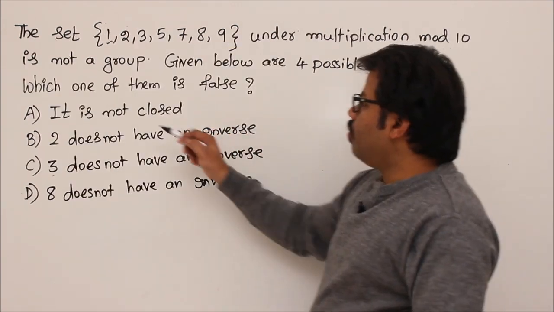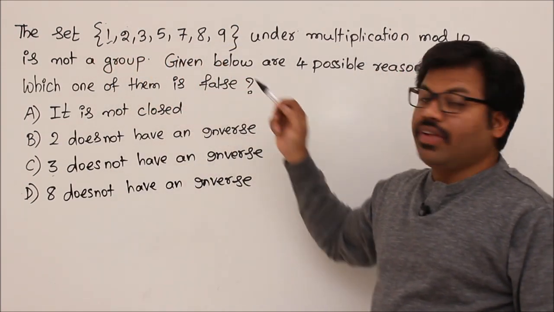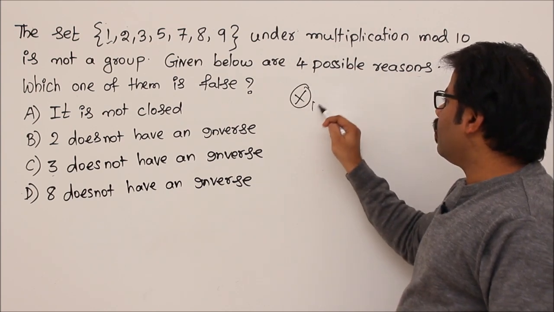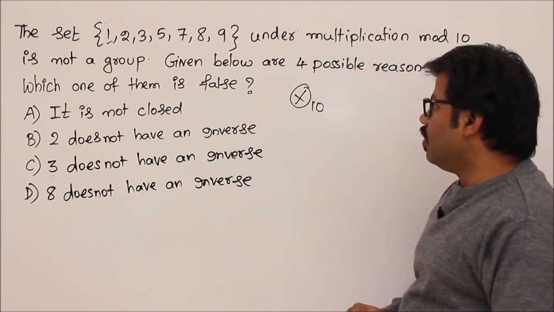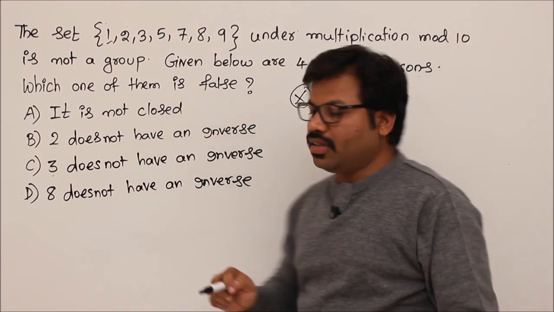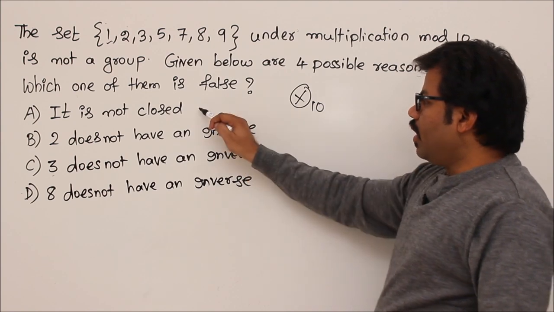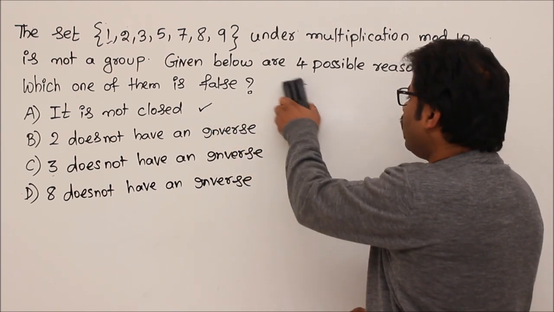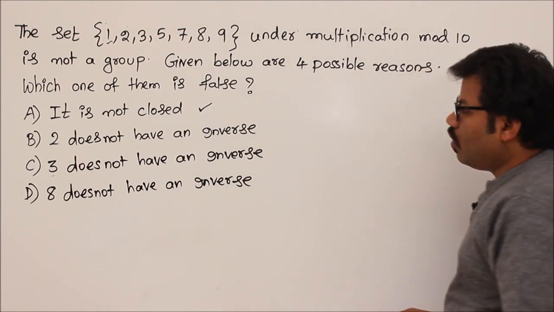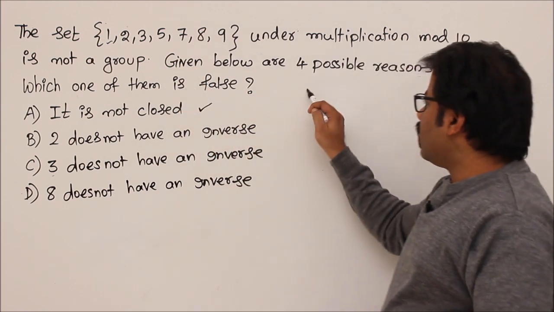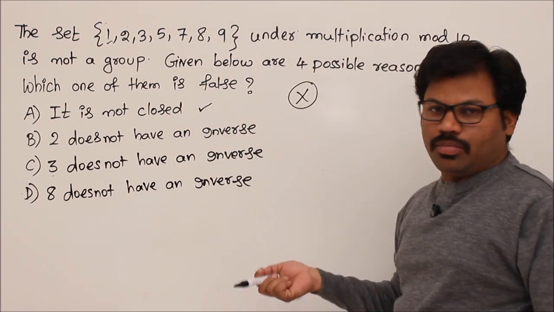Okay. See this example. The set 1, 2, 3, 5, 7, 8, 9 under multiplication modulo 10 is not a group. Given below are 4 possible reasons. Which one of them is false? Let us see option A. It is not closed. We will see first whether it is the right reason or a wrong reason. So closedness we know how to check. Let me take two numbers and apply this operator randomly because we don't have any other option.